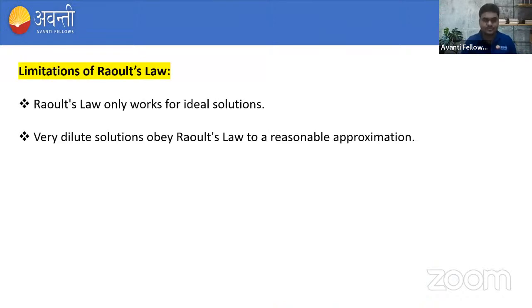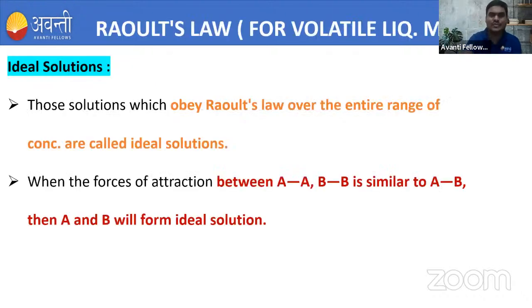Okay. Now, what are the limitations of Raoult's law? So basically, Raoult's law only works for the ideal solution. This is the most important thing. That is, this law is valid only for the ideal solution. Or we say very dilute solutions obey Raoult's law to a reasonable approximation. So these are the two limitations of Raoult's law. The first one is Raoult's law only works for the ideal solution, and the next one is very dilute solutions obey Raoult's law to a reasonable approximation only.